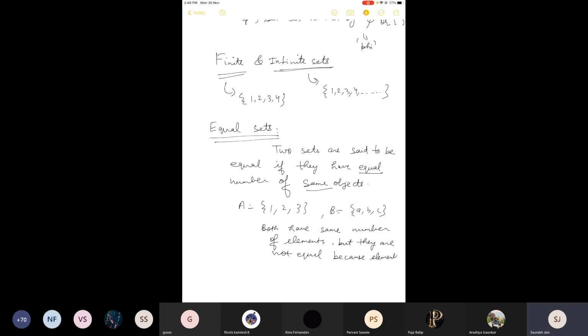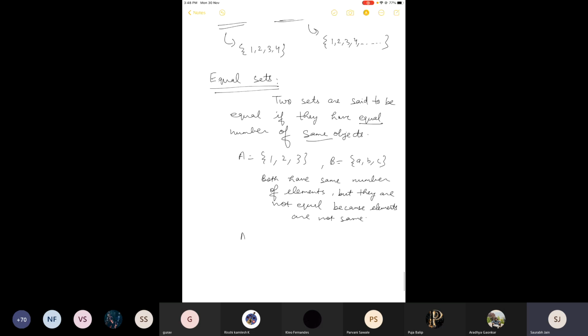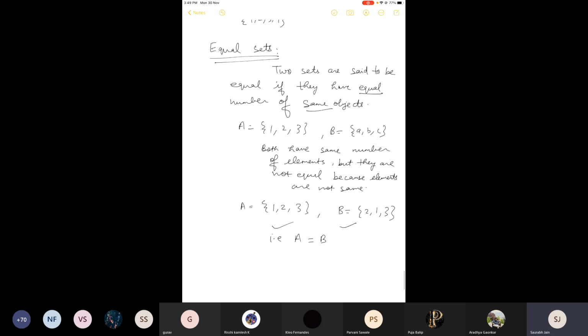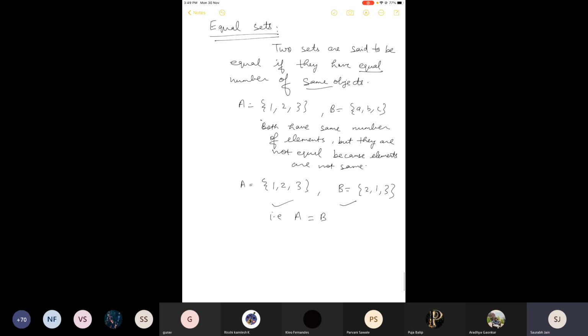So let us take a case of equal sets. We write 1, 2, 3, and we write, let's say, 2, 1, 3. Now it is okay. Why? Because the number of elements is the same, and the values or the appearance of the objects themselves are also the same. That is why we will write A is equal to B. So remember this: the same number of objects, and the objects themselves should be the same. Not just the same number of objects. That will not be a case of equal sets.